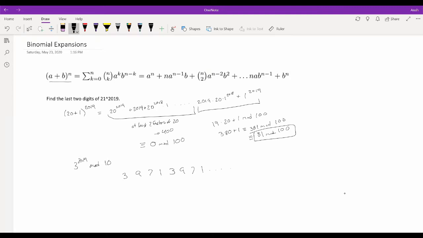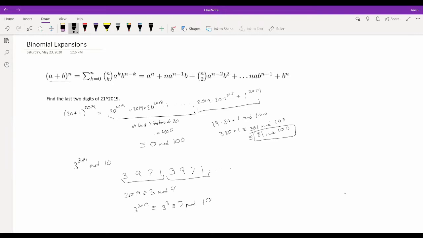So we can actually still use mods for this. The terms cycle every 4 terms. So 1 is always the 4th or 8th or multiple of 4th term: everything that's 1 mod 4 would be 3, everything that's 2 mod 4 would be 9, everything that's 3 mod 4 would be 7, and anything that's 0 mod 4 would be 1. The power is 2019, so 2019 mod 4 would be 3, because the largest multiple of 4 less than 2019 is 2016. So this is equivalent to 3 to the 3rd power, which is 7 mod 10.